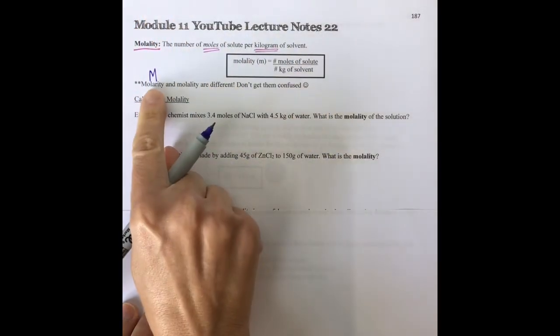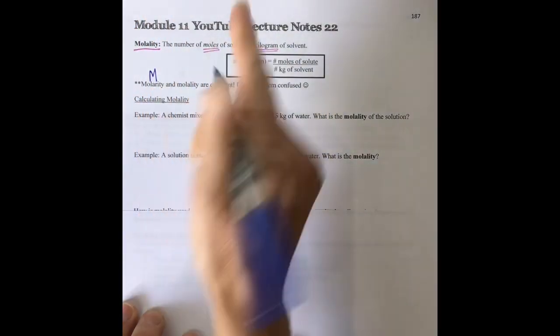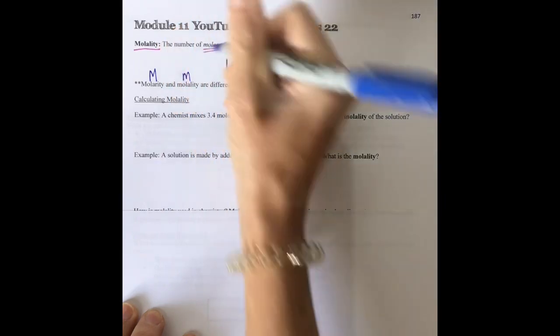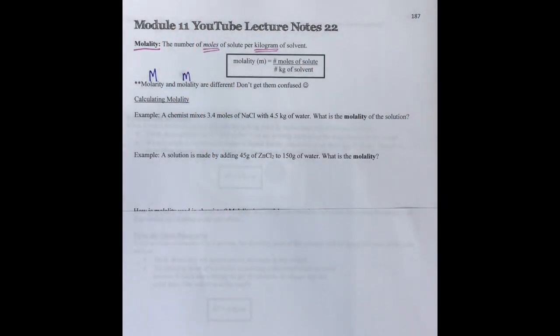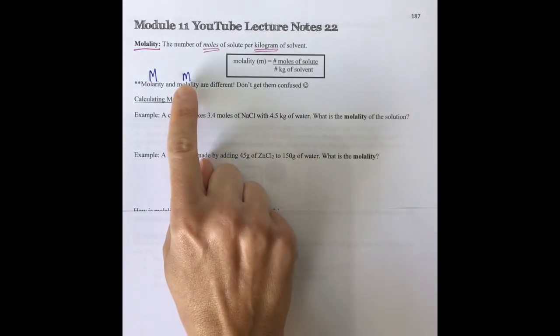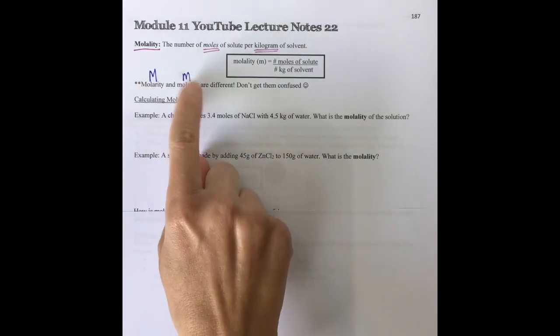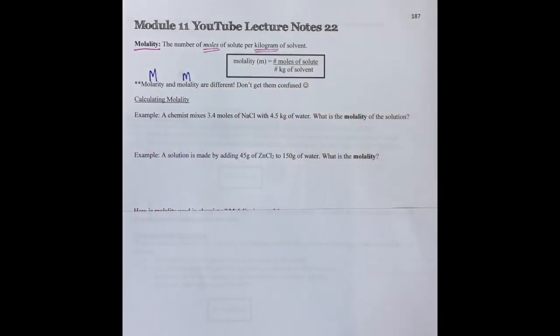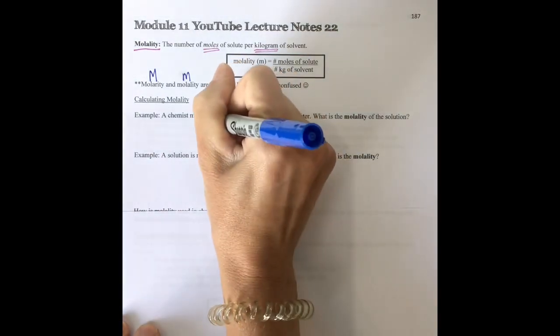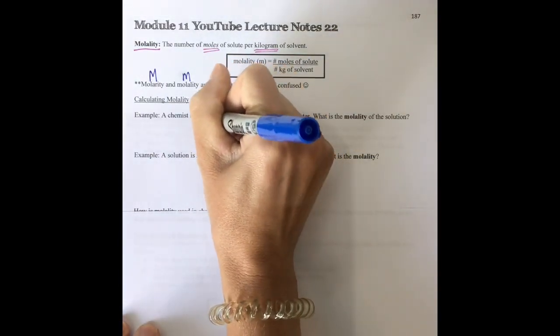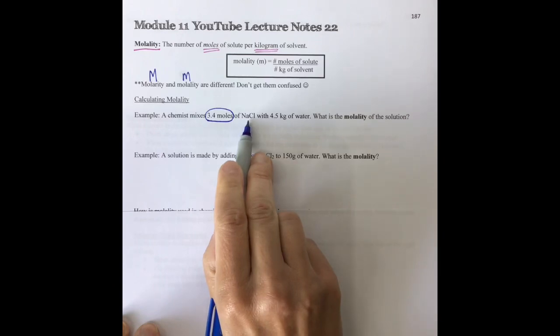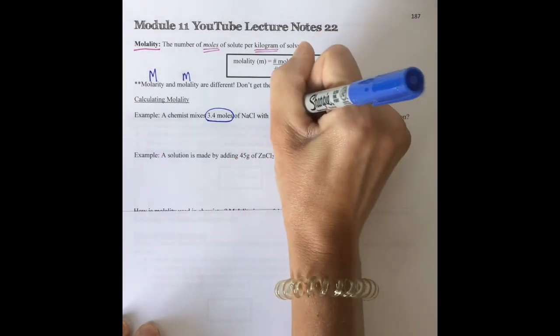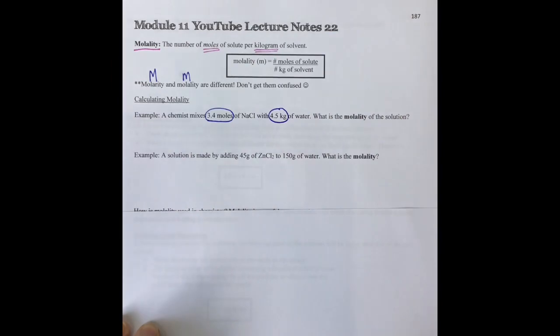Molarity, when we talk about concentration, is going to be a big M. Molality is going to be a little m. Today we're just going to be talking about molality, so we won't be going back and forth. We're just going to learn this new one today. The way we calculate it using this formula is we're going to take the moles. Here they've given us 3.4 moles of salt dissolved in 4.5 kilograms of water.